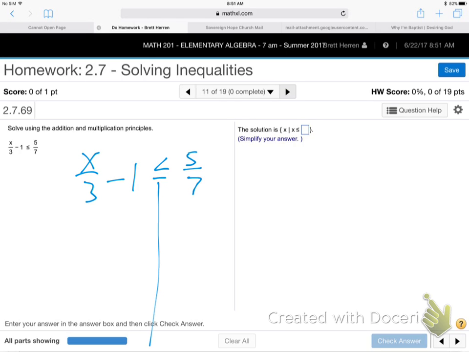3 and 7 both go into 21. Remember, you got to consider both denominators, all denominators. 3 and 7 go into 21. So the common denominator is 21. Multiply everybody by 21. 21, 21, 21.